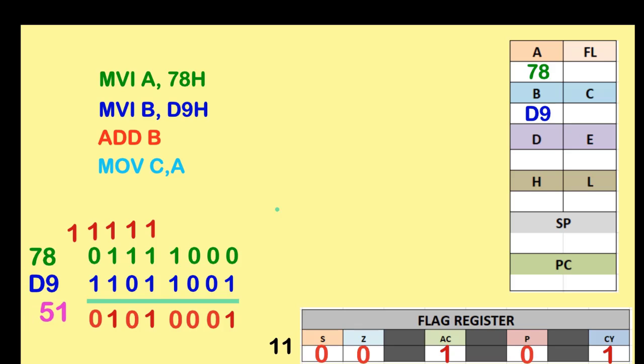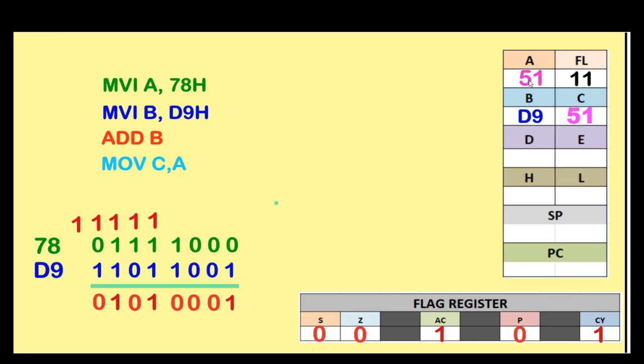If we calculate this, 0001 is 1 and 0001 is 1. This is stored in the flag register, and the final result of addition, that is 51, is stored in A. The final result we get is this one: 51 gets stored in register A. Now the next instruction, MOV C, A. This result from A gets stored in C. That is the last instruction. Now, as we can see, A contains 51 and C also contains 51.